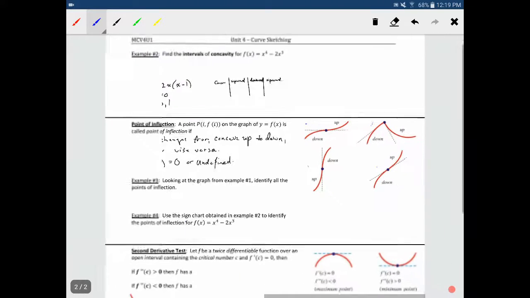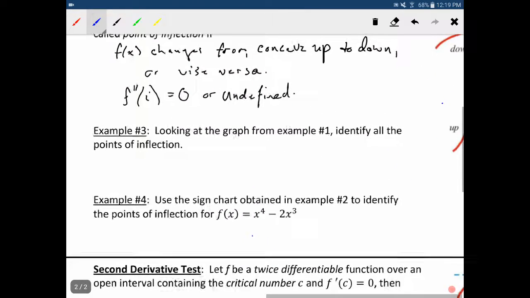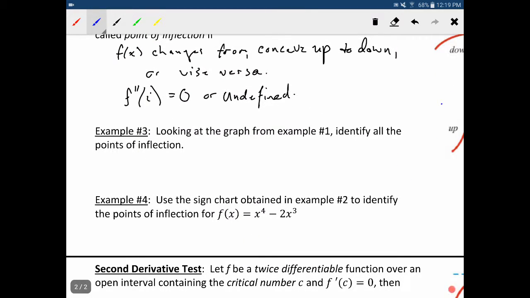So if we go back to that example 1 and we say, what are the points of inflection? You would have A, B, C, and E. And D, don't be deceived by D. You can flip over and look at it if you want, but it's concave upwards, and then it's undefined, and then it becomes concave upwards again. So it's not actually a point of inflection for that one.